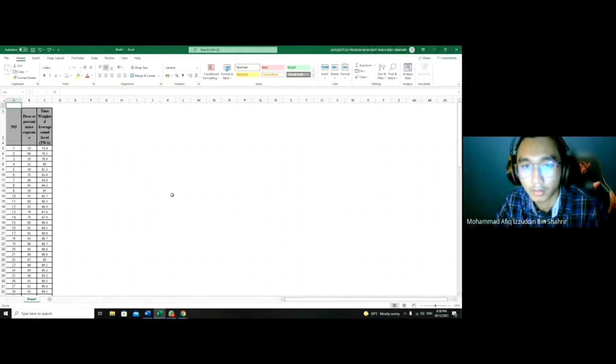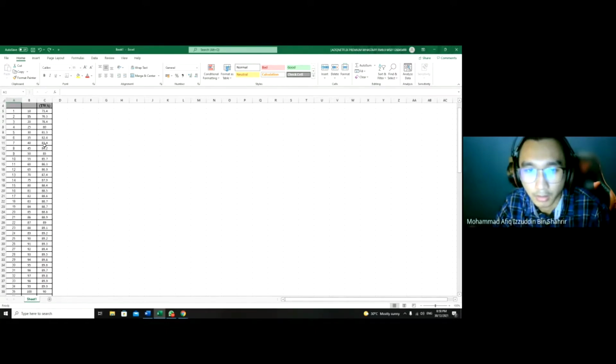So today I will show the data. So here is the data from 1 to 100. And this is the percent noise exposure. And this is the time weighted average sound level, TWA. According to this data, when the percent noise exposure increases, the TWA also increases.